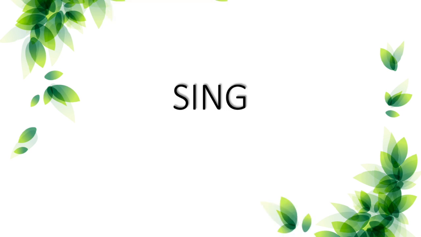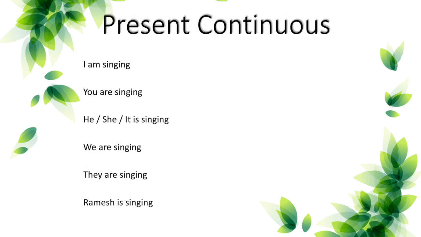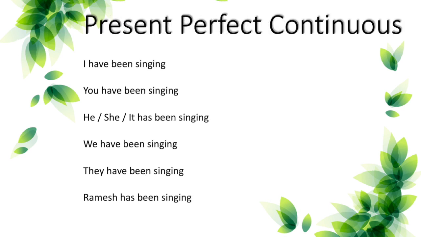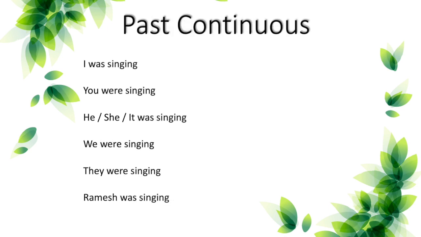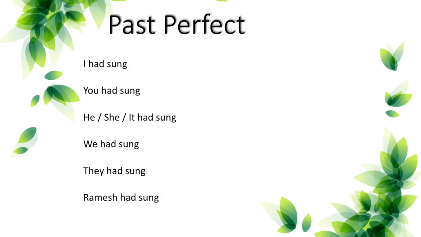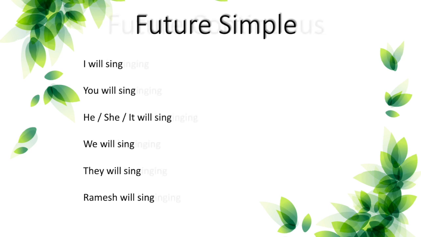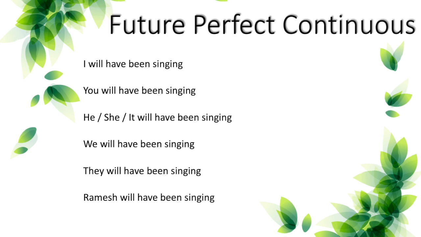Here is your verb sing. Present simple, these are your answers. Present continuous, present perfect, present perfect continuous, past simple, past continuous, past perfect, and past perfect continuous. Future simple, future continuous, future perfect, and future perfect continuous. I really hope that you have gotten all your answers correct.